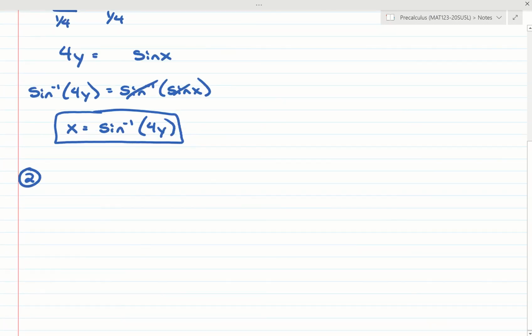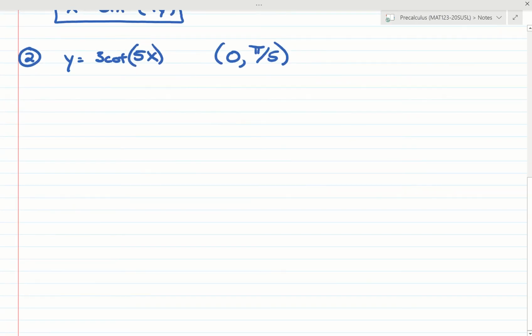Our second problem is y is equal to 3 times the cotangent of 5x. And although it doesn't matter for us when we're solving, the interval is technically between 0 and pi over 5. We want to get the x by itself, so let's divide both sides by 3. We get 1/3 y is equal to the cotangent of 5x. Let's get rid of cotangent by taking the inverse cotangent of both sides.